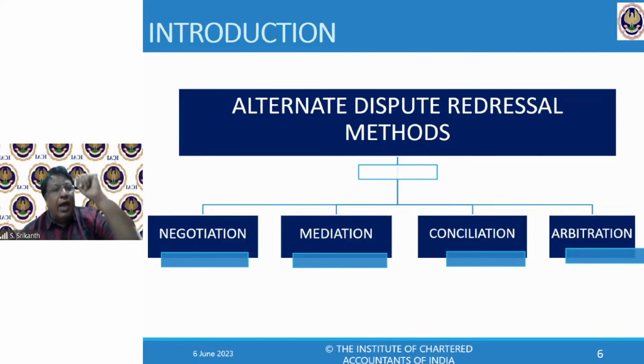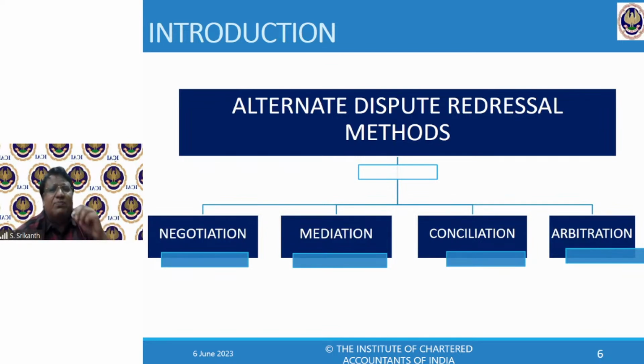Because an arbitral tribunal passes an order which is equal to a decree of a court. I repeat, the order passed by the arbitral tribunal is called an award. Arbitral award. This arbitral award is very powerful.